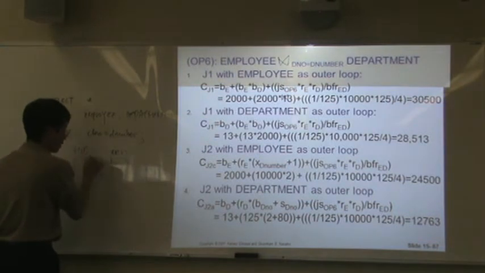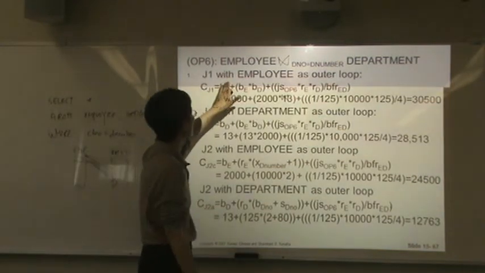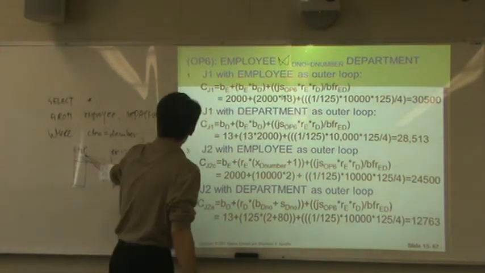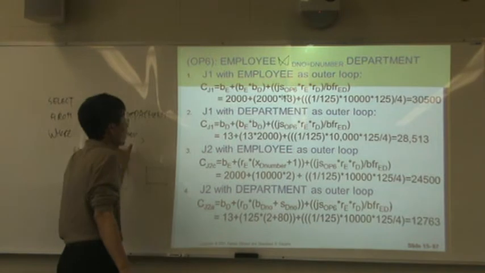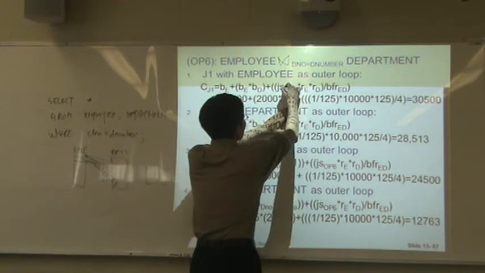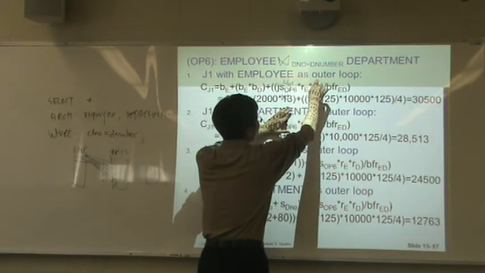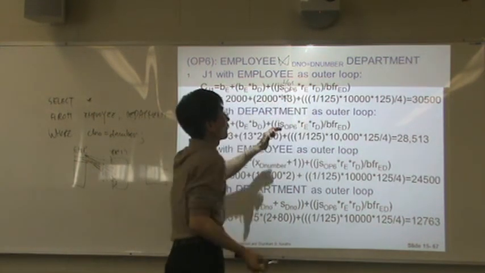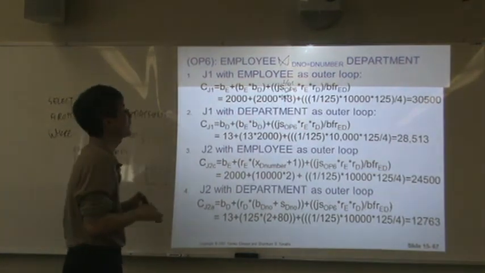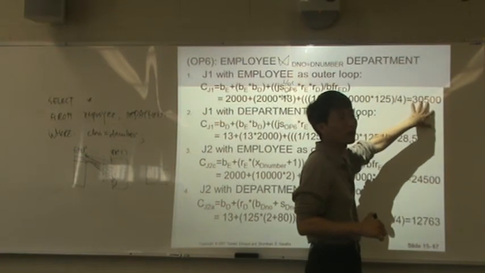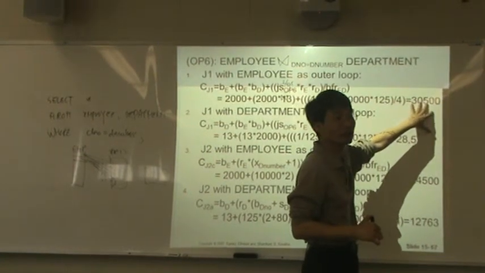For each employee, access each block to find the next employee. Okay, so for each employee, you need to access this amount of time. B times the number of blocks of employee, plus the number of blocks of department. Then this is a join selectivity 1/125, and all the records of employee, all the records of department, divided by the blocking factor. Okay, then that will be 30,500 blocks. Okay, of course.